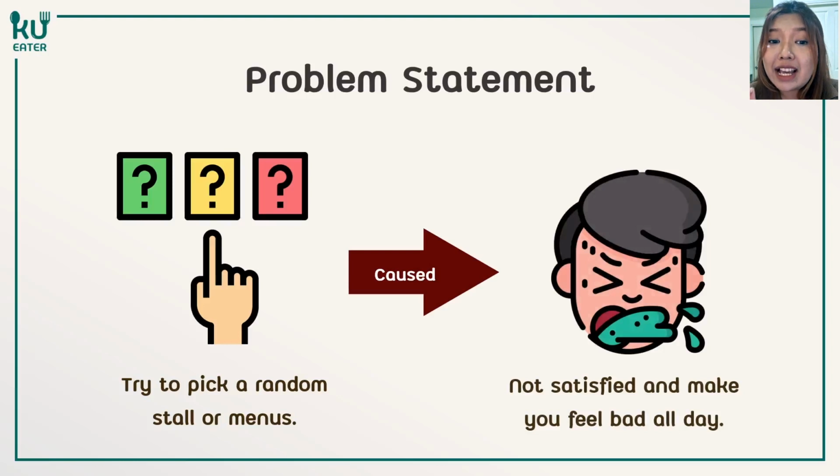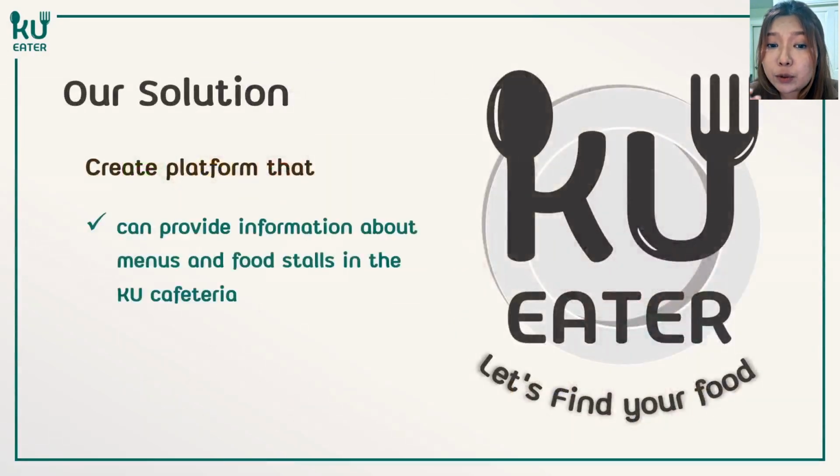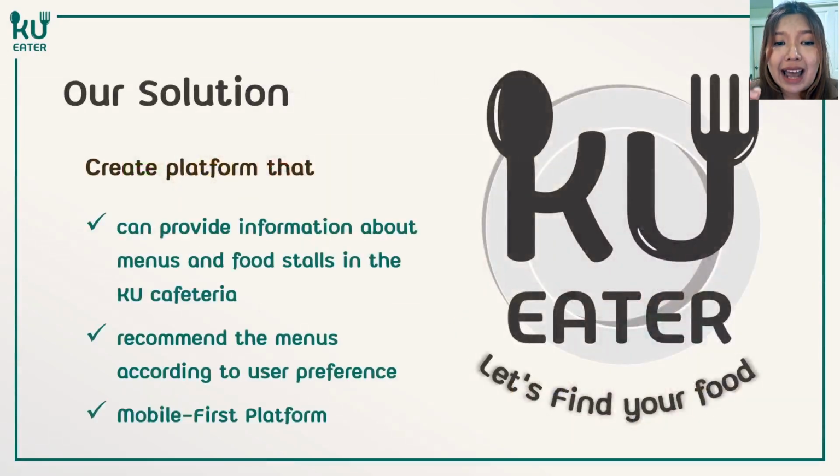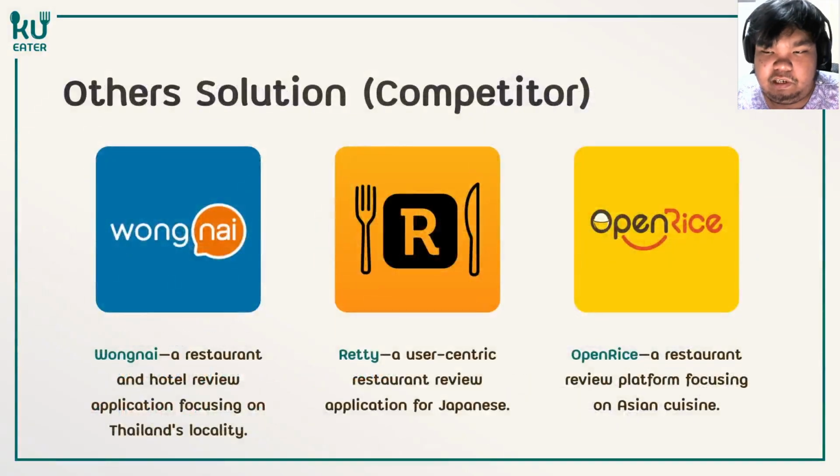So we think it would be great if we could create a platform that provides information about menus and food stores in the KU cafeteria, and can also recommend menus according to user preference. This way can help users make the best decision about their meal in the university in just a few minutes on the phone.